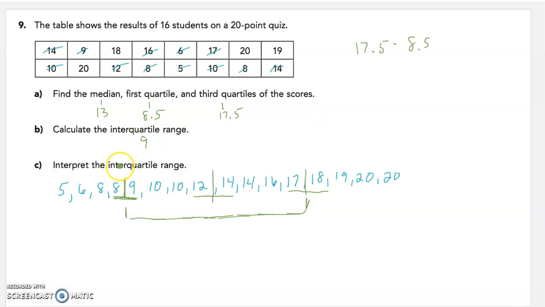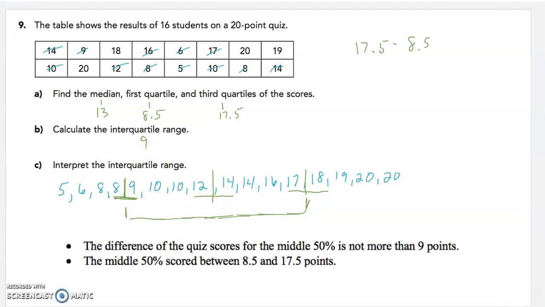Now it says to interpret the interquartile range. We could say two things here. We could say the difference of the quiz scores for the middle 50% is not more than 9 points. So the difference between these is at most 9 points. Or we could say the middle 50% scored between 8.5 and 17.5 points. The lowest score for the middle 50% was 8.5, and the top score was 17.5. Either way works.